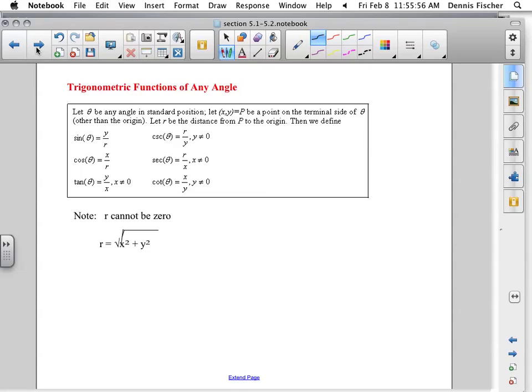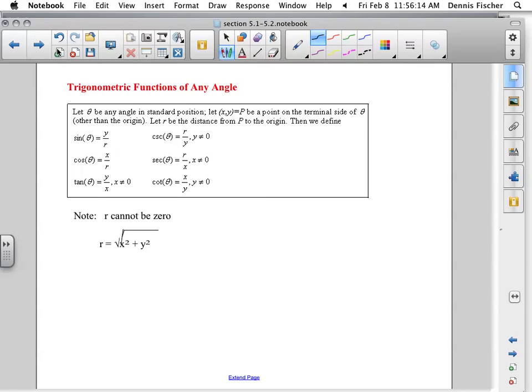I'll give you a hint. Pi over 4 is 45 degrees. So what's pi over 6? 30 degrees.